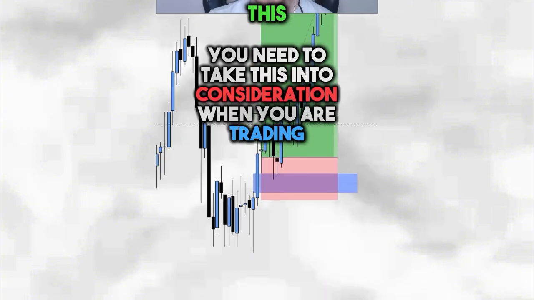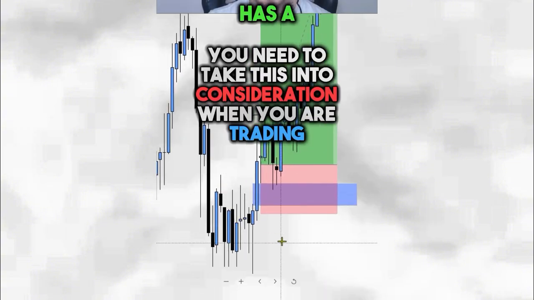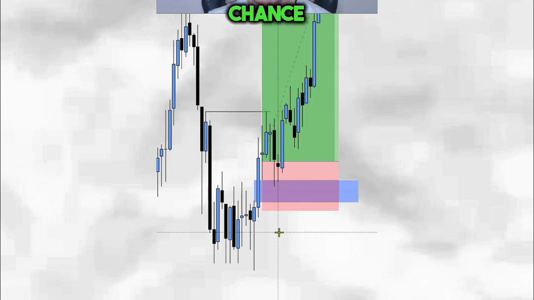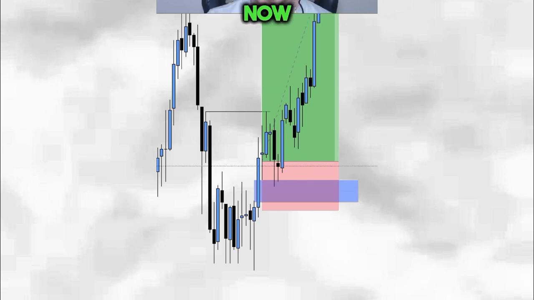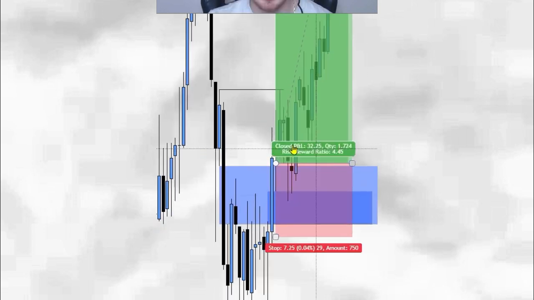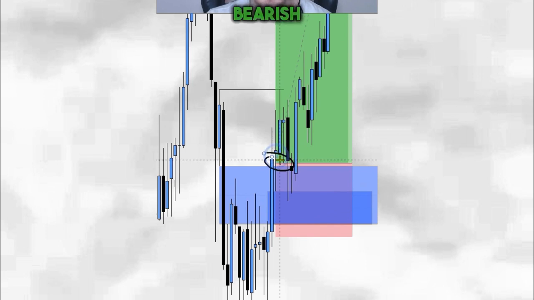I know that this bullish fair value gap right here has a 100 times more chance of working simply because it is inside of a bearish fair value gap that has been disrespected. Now, what I mean by that is, if you actually look right here, we have this 1 minute bearish fair value gap, and if we draw that out to the right, as you can see, we have had a candle close above this bearish fair value gap.